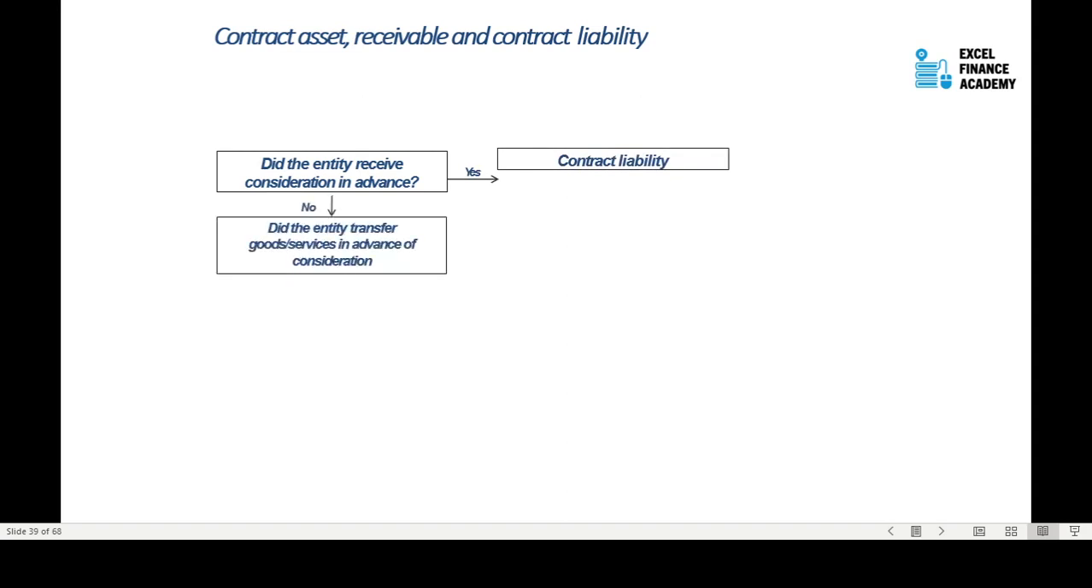So if the entity receives an advance for the products and services, then it will be considered as a contract liability. If not, then we check whether the entity has transferred the goods and services in advance of the consideration. If no, then we look at whether the entity has a right to bill the customer. If the entity has no right, then there is no need for any accounting.